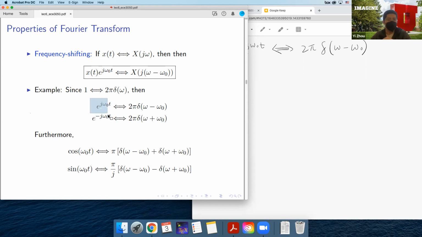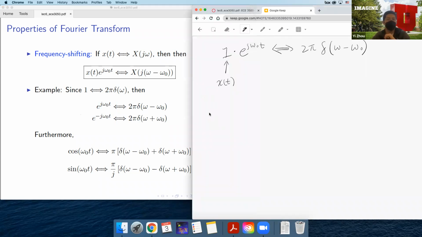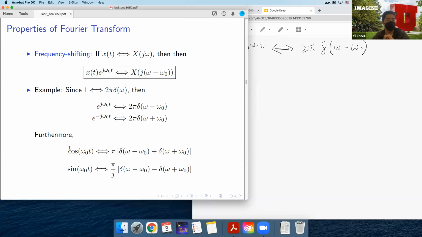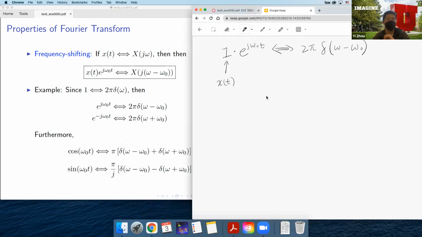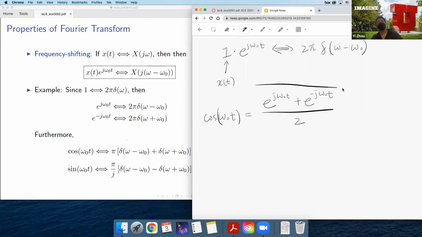And then by leveraging these two, in this example we just derived the Fourier transform for this pair of complex exponential signals. And then by linearly combining them, by leveraging the inverse Fourier transform, we can derive the Fourier transform for sine and cosine signals. So for example, we know that cosine omega naught t is given by the sum of these two complex exponentials divided by 2, right? So this is a linear combination of two signals.